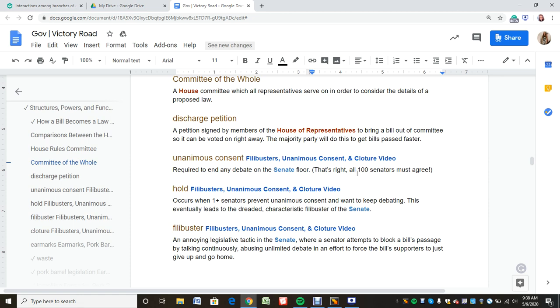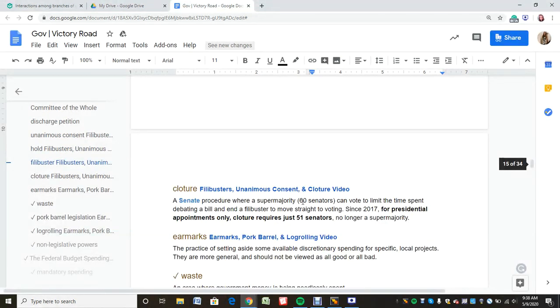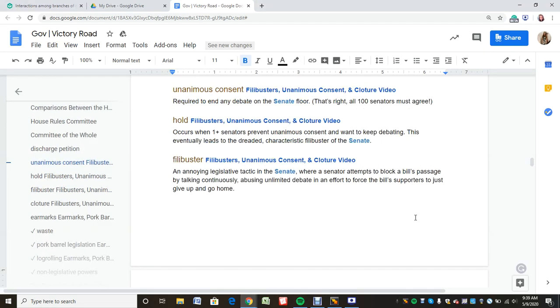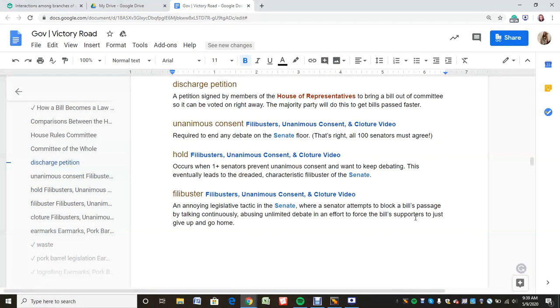We talked a little bit about unanimous consent, and we contrasted it a little bit with cloture. Now, one thing I want to mention about cloture is that specifically for appointments, now this says presidential appointments, we also changed this to judicial as well. Cloture requires just 51 senators. So it's making it a little bit easier for appointments to get through. And you can kind of reflect on, is that a good thing? Is that a bad thing? Personally, I have my own opinions on that.